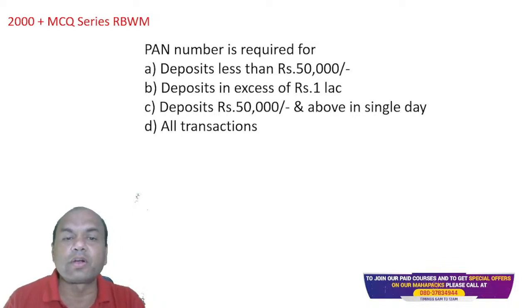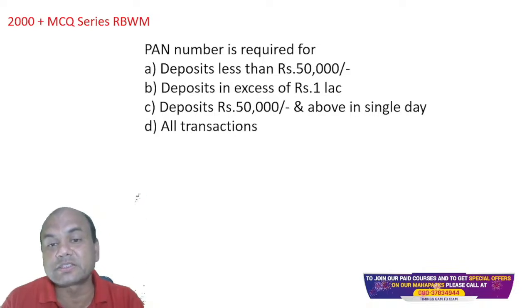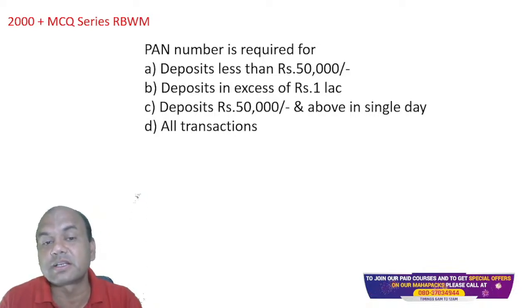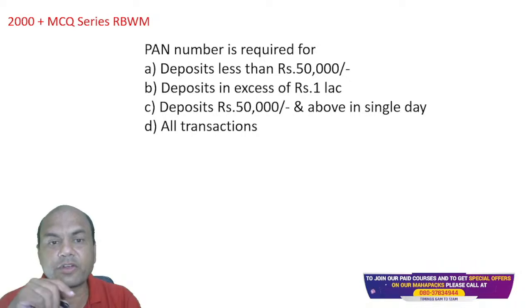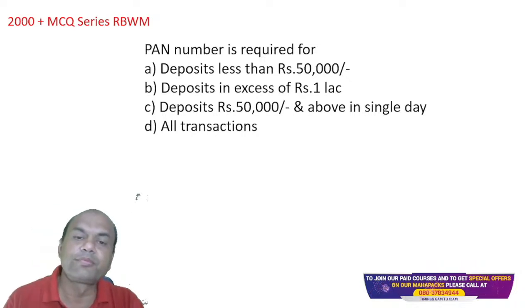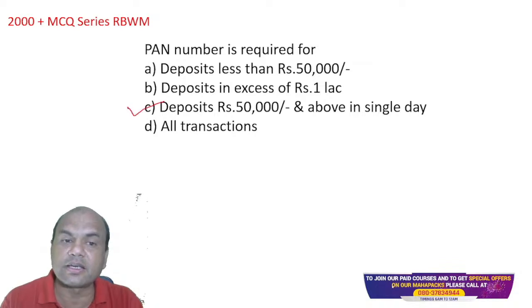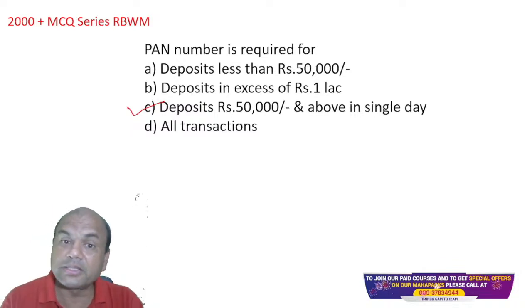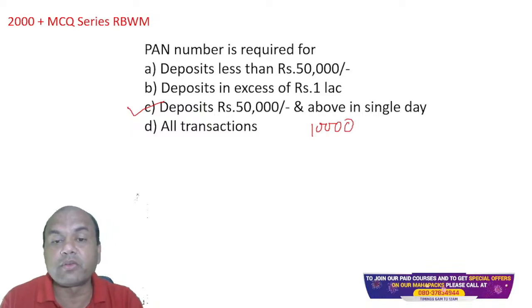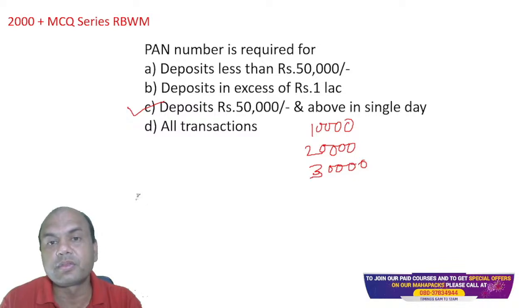PAN number is required for what? Deposits less than 50,000, deposits in excess of 1 lakh, deposits of 50,000 and above in a single day, or all of the transactions? What is the correct answer? This is the correct answer: any deposit above 50,000 in a single day. Remember, single day means suppose I deposit 10,000 now, then I deposit another 20,000 after some time, then again 30,000 after some time. Then I will require the PAN. So in a single day, got it?